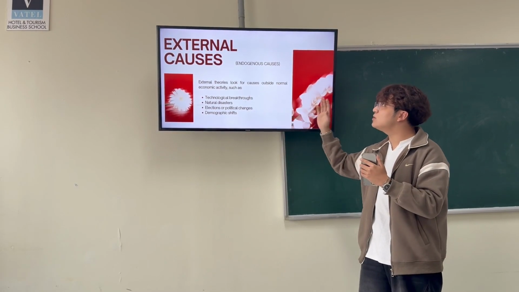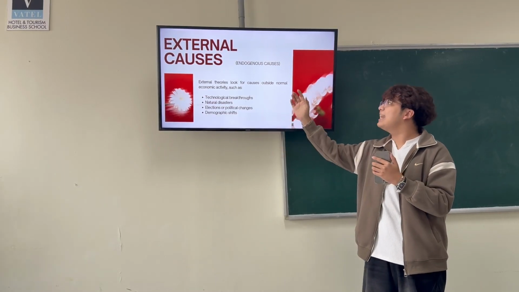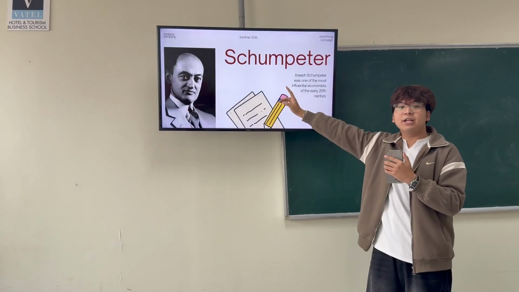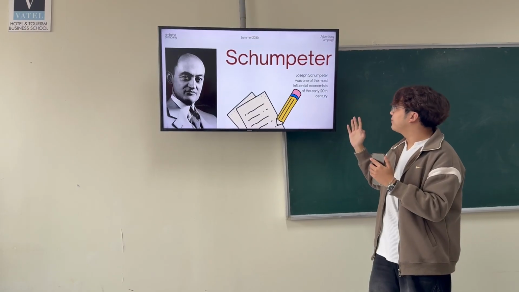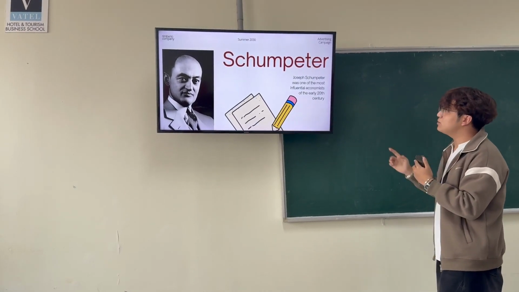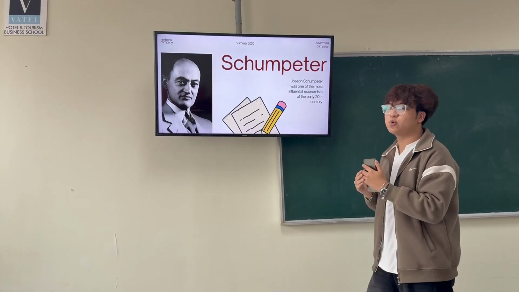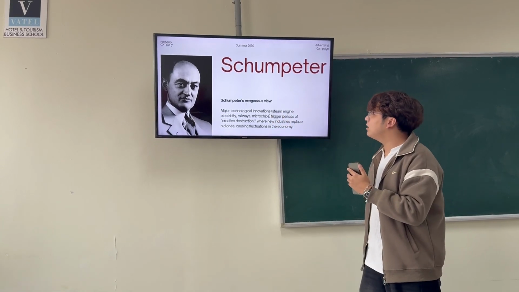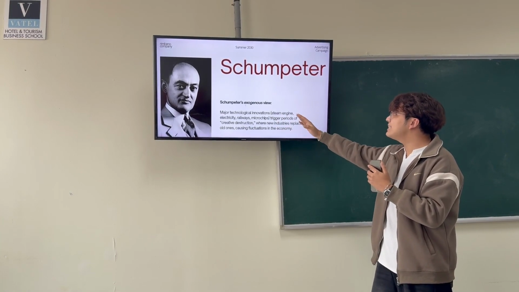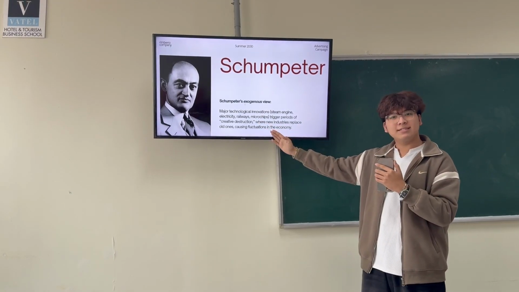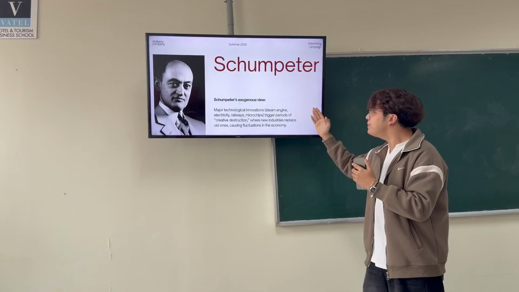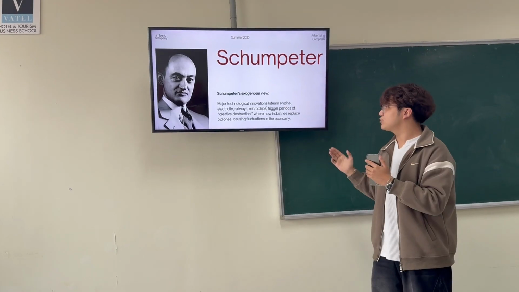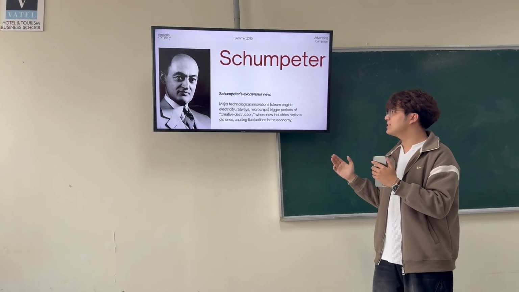Through these factors, and the combination of internal factors and external, also endogenous, causes, we have come to the conclusion of Joseph Schumpeter's theory. Joseph Schumpeter was one of the most influential economists of the early 20th century. So what does he say? He views that major technological innovations, for example the steam engine, electricity, railways, and microchips, trigger periods of what is called creative destruction, where new industries replace the old ones, causing fluctuations in the economy.